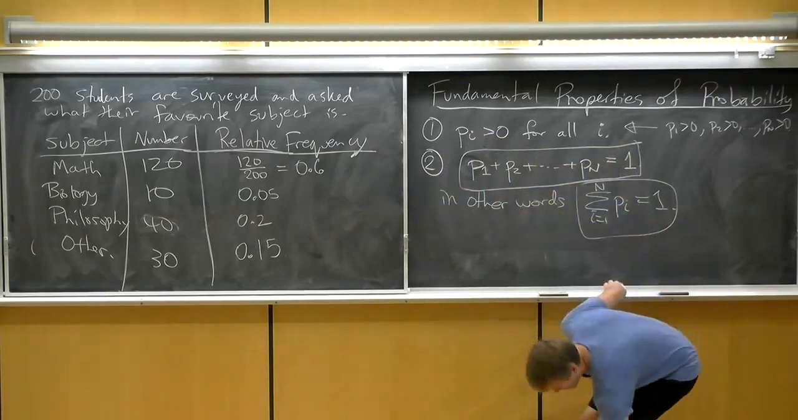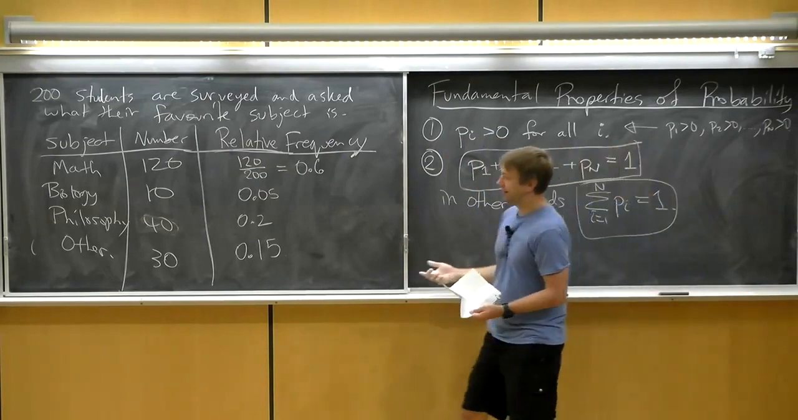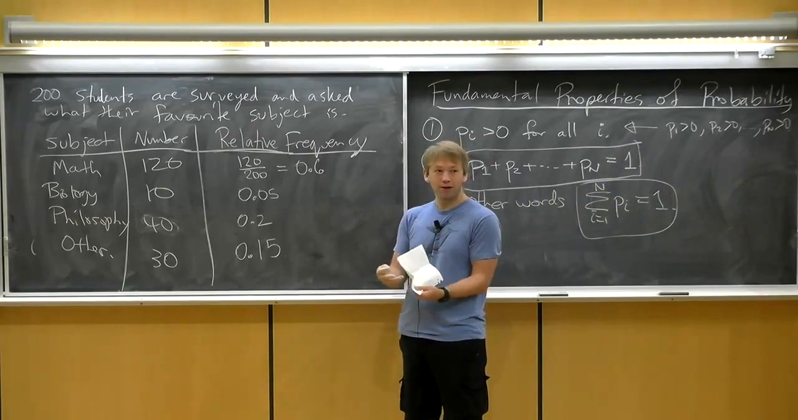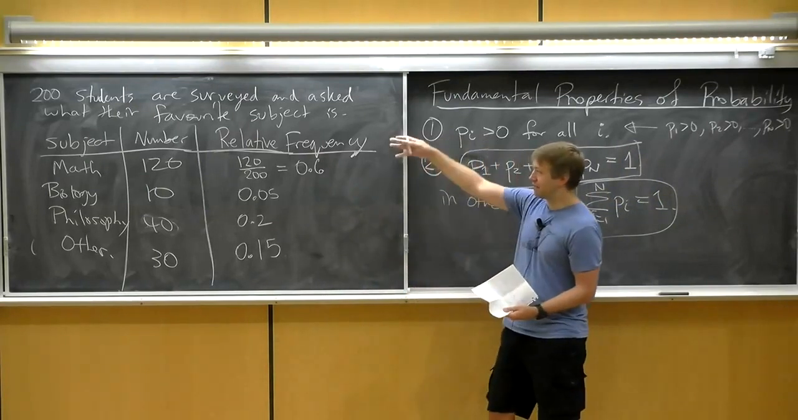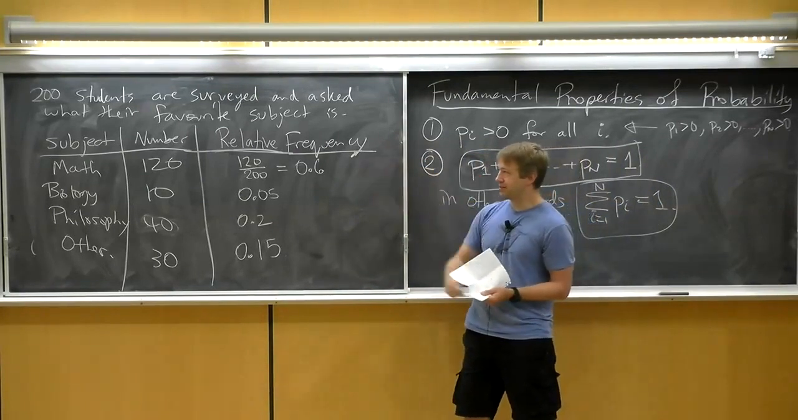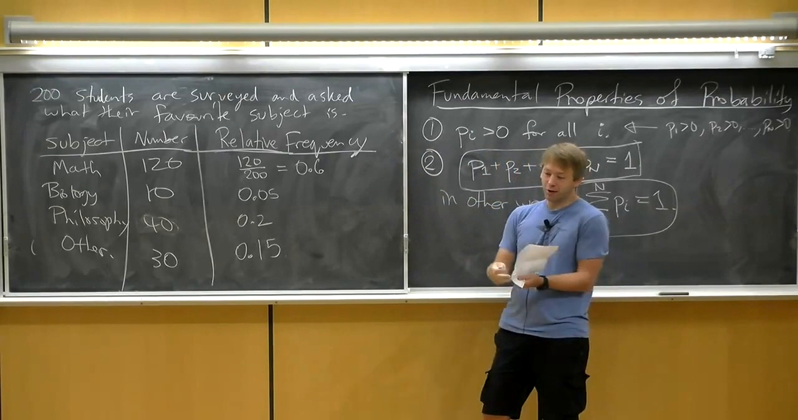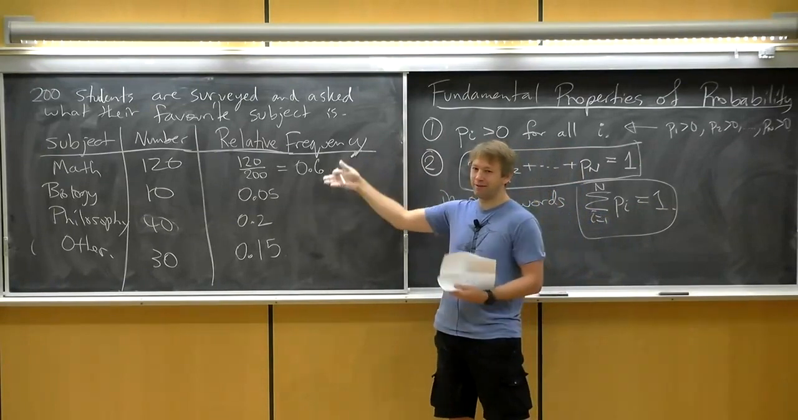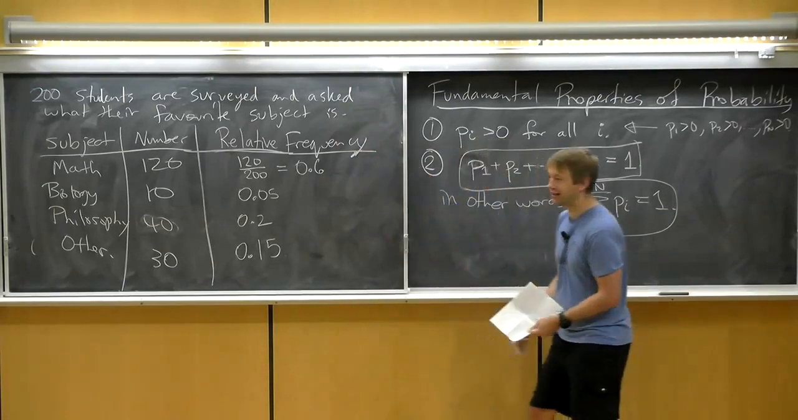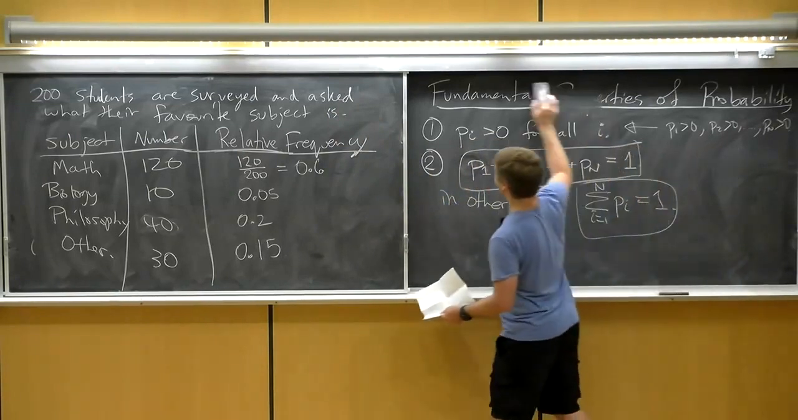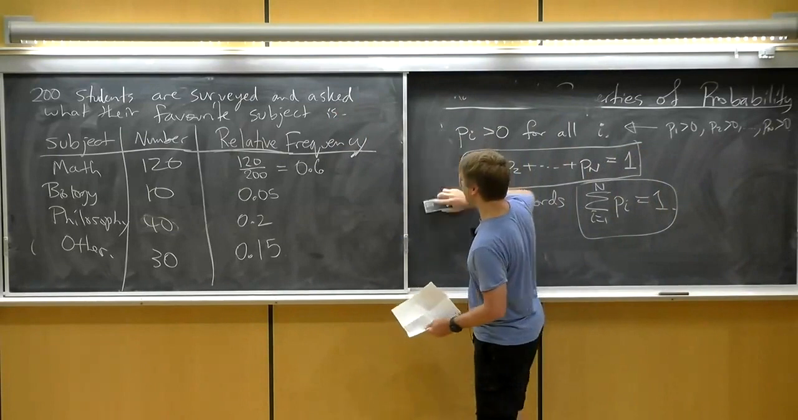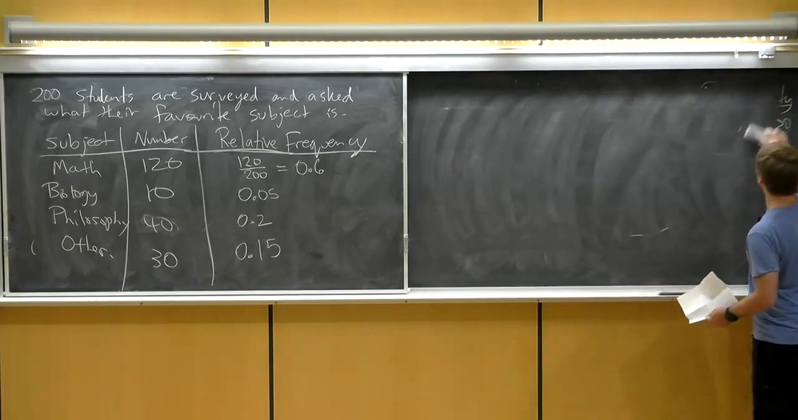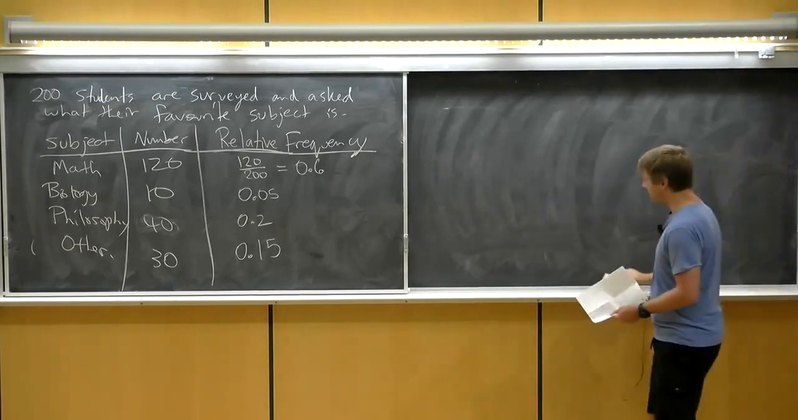These kinds of things are used in practice as representing rough, approximate probabilities. If you sample 200 students and 60% of them liked math the best, you might think, okay, maybe the whole campus will have roughly 60% of people choose math if you sampled randomly from the population. But these are not true probabilities necessarily. However, in some sense, they can be thought of as probabilities.